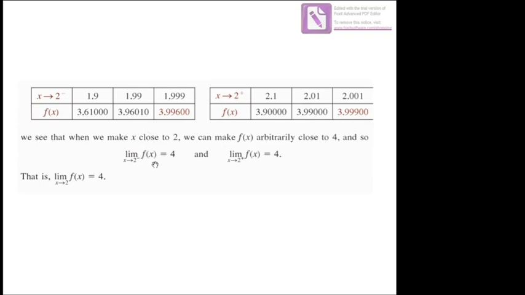So we conclude that the limit of f(x) when x approaches 2 from left is equal to 4, and the limit of f(x) when x approaches 2 from right is equal to 4. بما أن الليمت من اليمين يساوي الليمت من اليسار ويساوي 4، we conclude that the limit of f(x) when x approaches 2 is equal to 4.